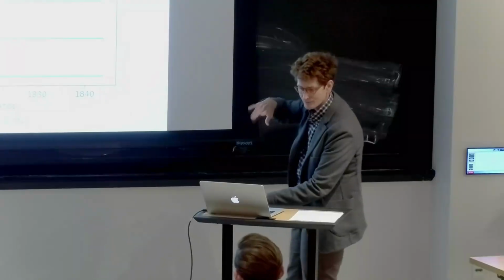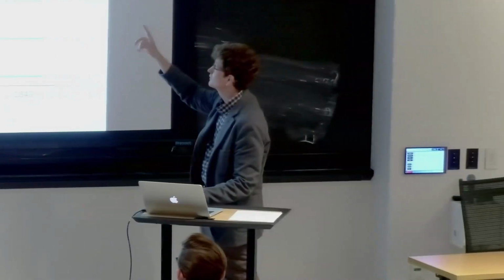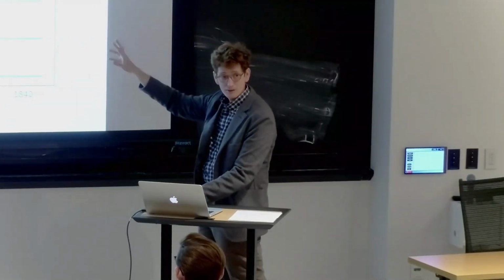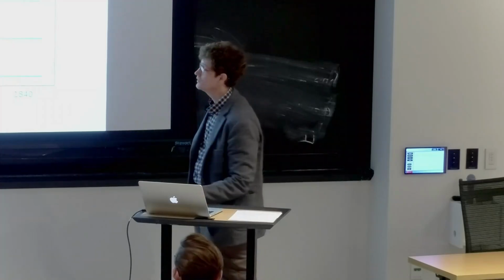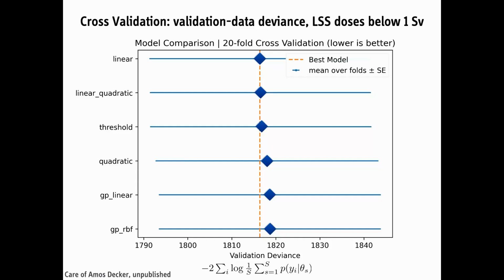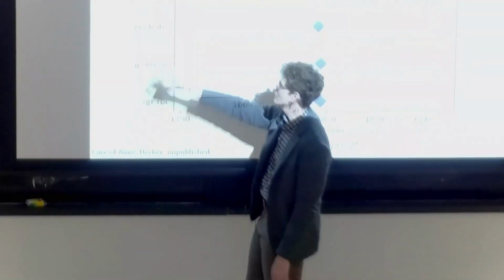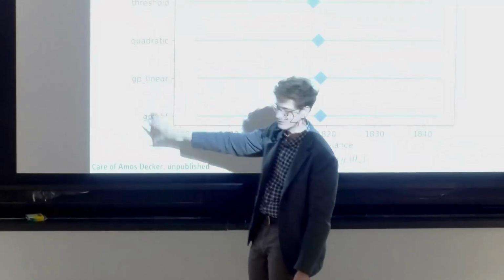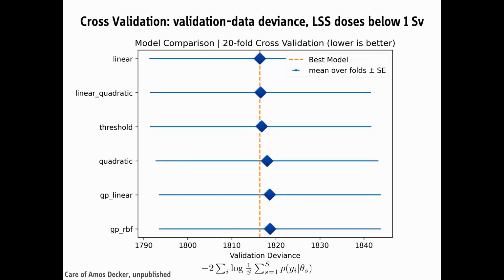I think I have some information about how many people are in this in a subsequent slide. This is only below 1 sievert, so we are in the potentially linear regime. These are different models: linear model, linear quadratic model, a threshold model where we allow the threshold to exist at the optimal possible location to give the best possible fit to the data, quadratic, and non-parametric models: Gaussian process, linear Gaussian process, other. And you see that basically the linear model just constantly wins.